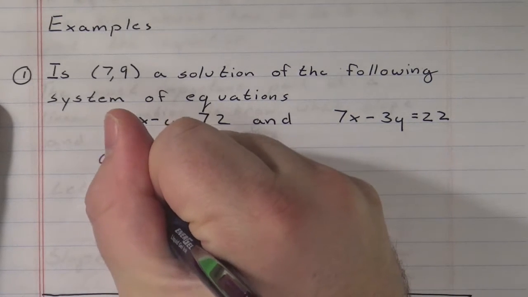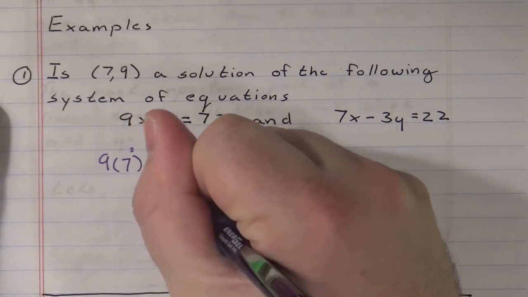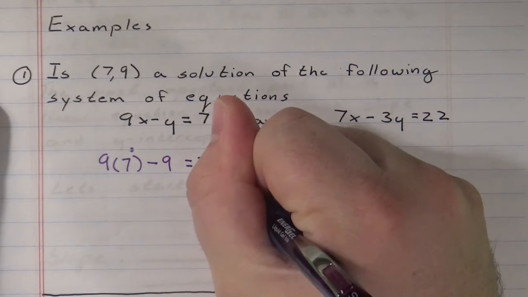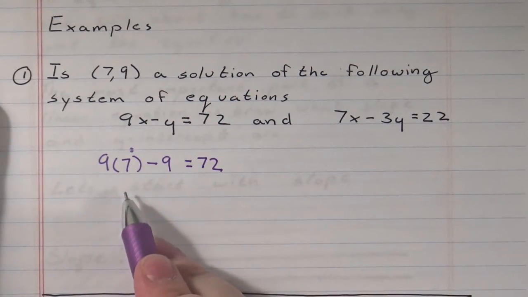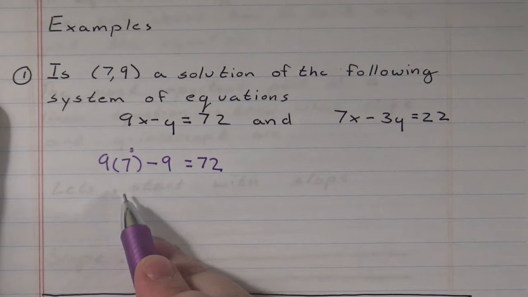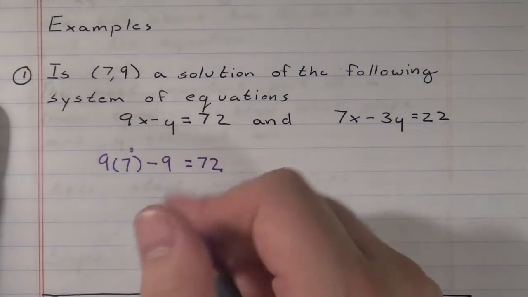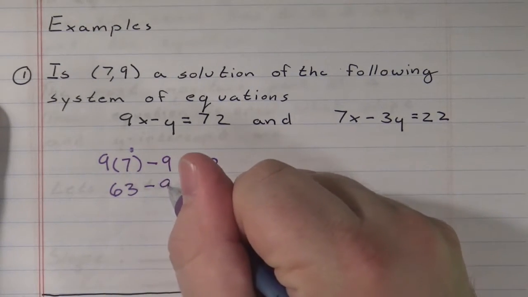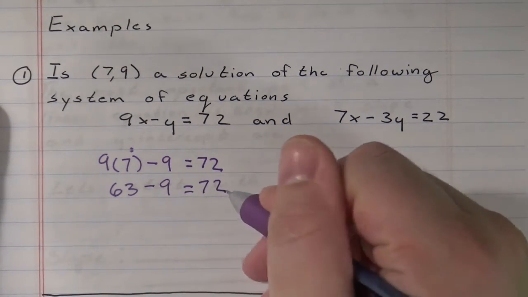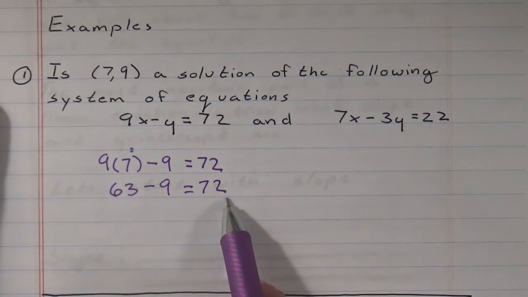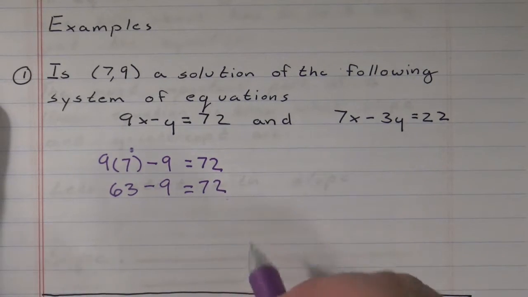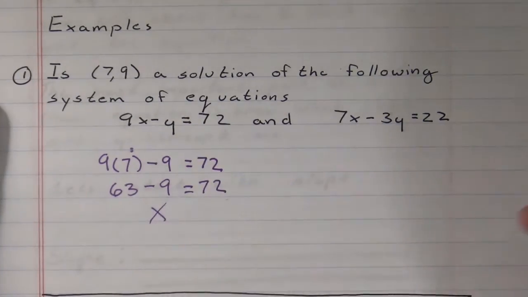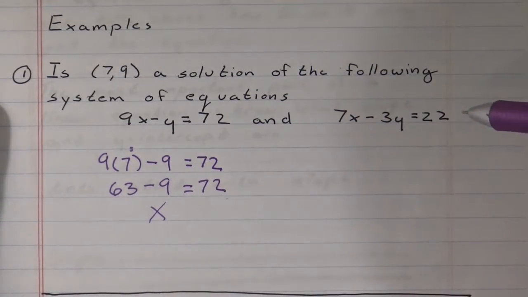Well, this is going to be 9 times 7 minus 9 equals 72. Well, 9 times 7 is what? It is, excuse me, 63 minus 9 equals 72. Well, does 63 minus 9 equal 72? No, it doesn't. So this does not work. Quite frankly, we don't have to do anything else. The answer to this question is no. But let's go ahead and work the other side out.